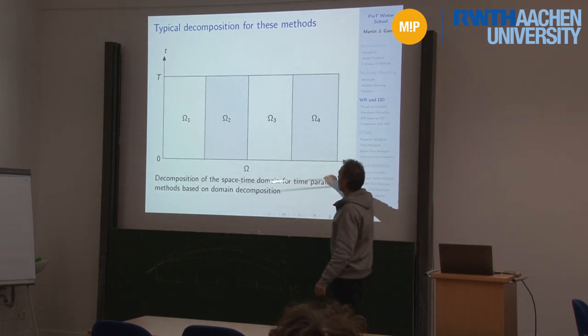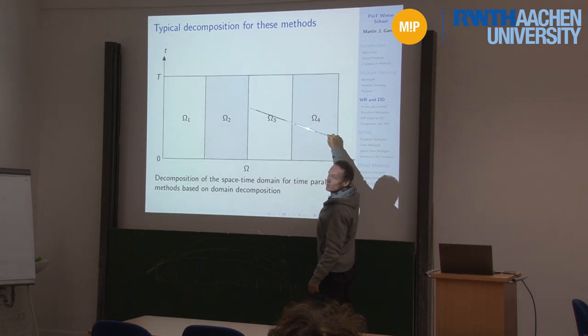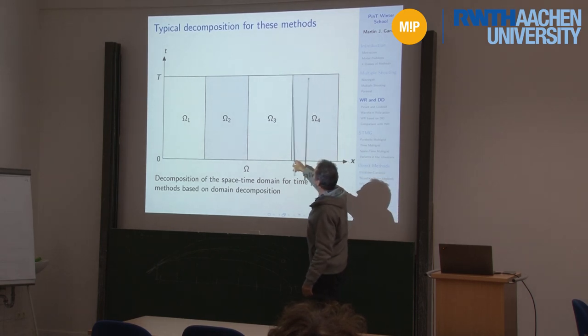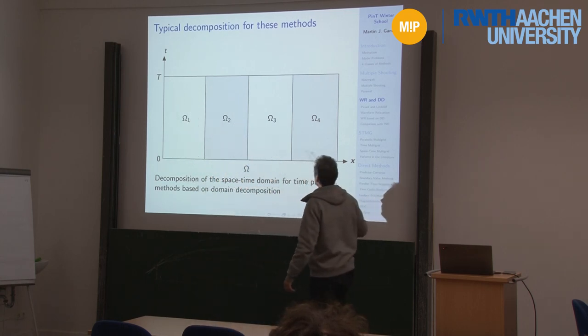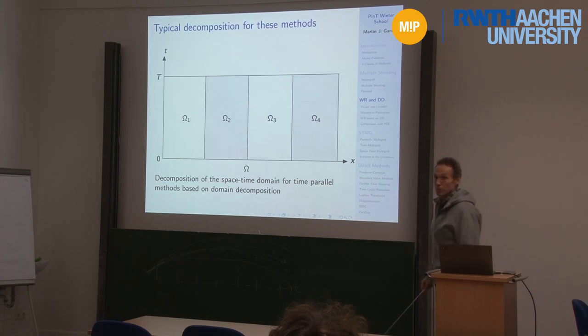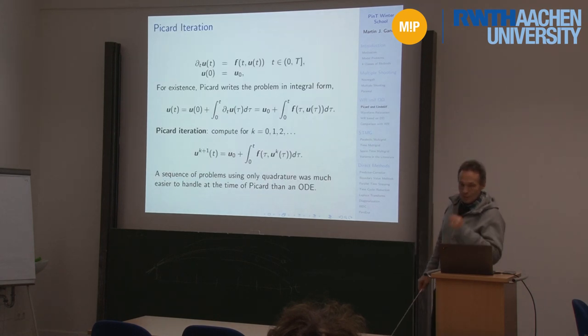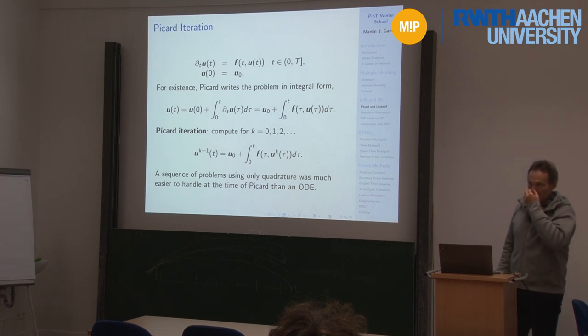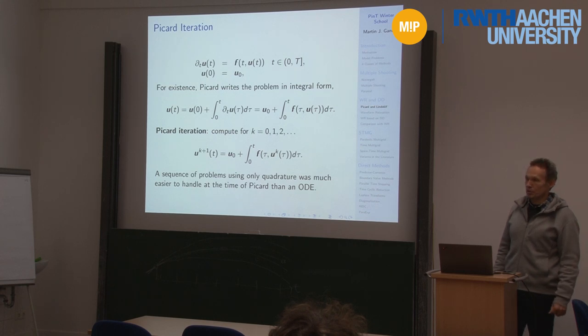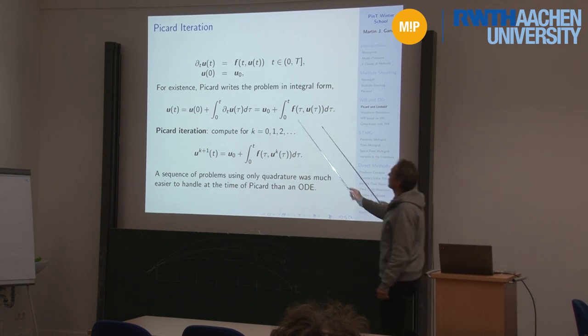You remember for shooting methods, we cut in this way. For waveform relaxation methods, we cut the domain in this way. So it's a decomposition in space, not in time, for these methods. These methods come from the Picard iteration. Picard, at the time he was working, was interested in existence and uniqueness of solutions. And at that time, one did not even know if these ordinary differential equations have solutions, these nonlinear ordinary differential equations. So he posed an equation like this.